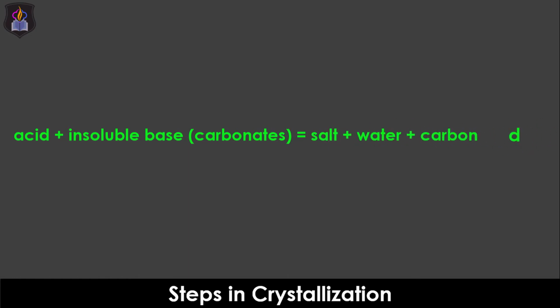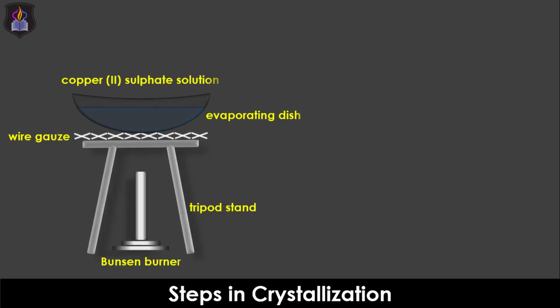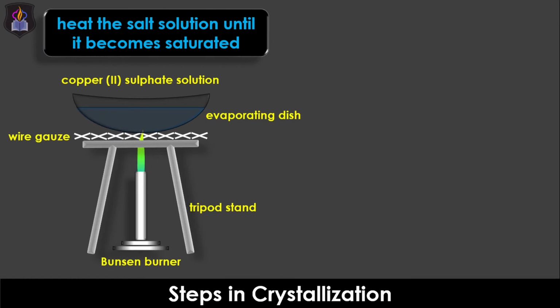We are assuming that we have obtained a filtrate based on the action of dilute acids on carbonates that we learnt in our last tutorial. The first step is to pour the copper(II) sulfate filtrate into an evaporating dish and heat using a Bunsen burner as shown in the setup on the screen. Heat until the solution becomes saturated or it reaches its crystallization point. That is the point at which crystals begin to form from the solution.